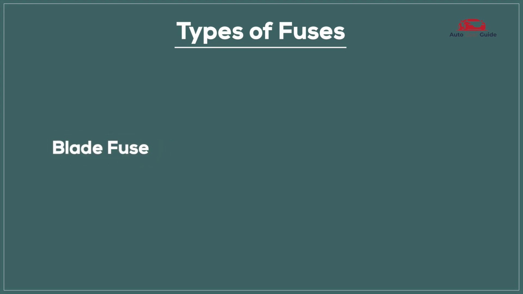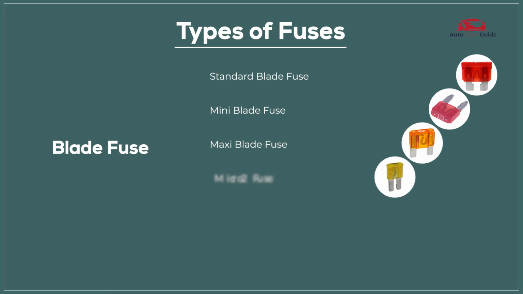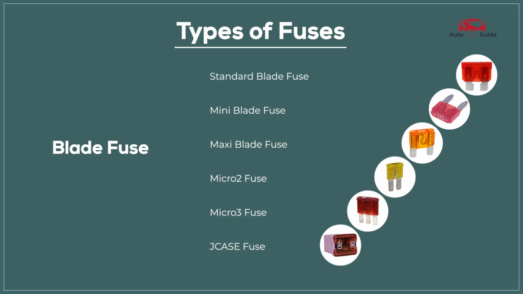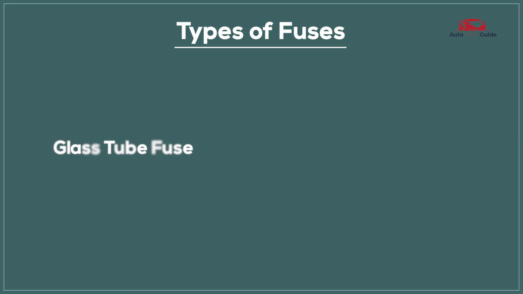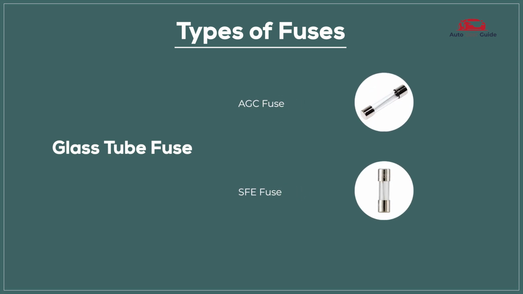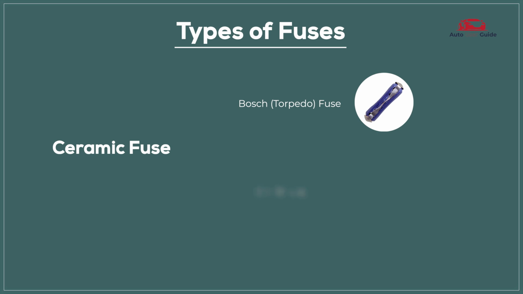Types of fuses: blade fuse, standard blade fuse, mini blade fuse, maxi blade fuse, micro 2 fuse, micro 3 fuse, J-case fuse. Glass tube fuse, GC fuse, SFE fuse. Ceramic fuse, Bosch fuse, DIN fuse.